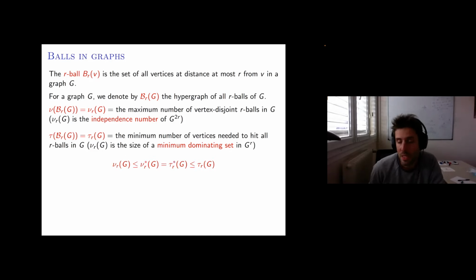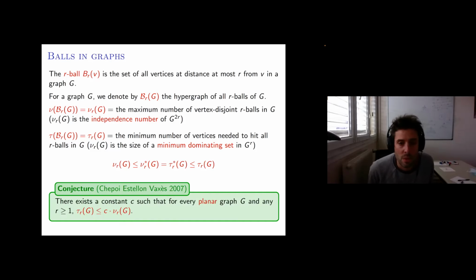And so we still have this chain of inequalities. Nu is at most the fractional relaxation, which is at most tau. And is there a connection between tau and nu in the other direction? The conjecture here, which was made by Chepoi, Estellon, and Vaxès in 2007, states that when G is planar, for any R, tau is bounded by an absolute constant times nu, and furthermore, the constant doesn't depend on R. Okay, so the conjecture is that the duality gap is bounded independently of R.